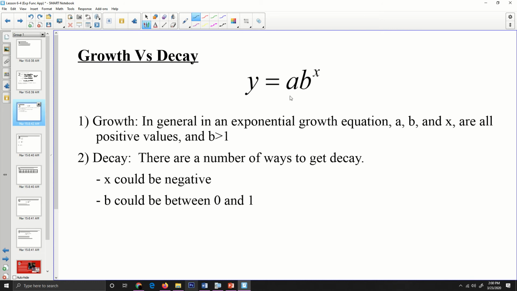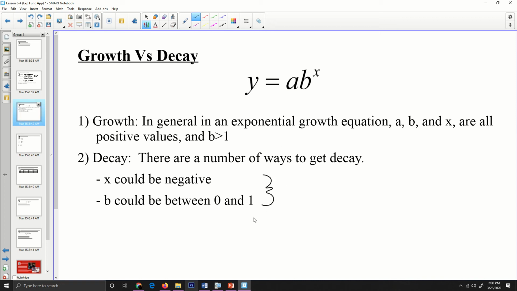If this is our general formula and a is the initial amount, then in general, for an exponential growth equation, a, b, and x are all positive values, and b is greater than 1. So if all of that is true, then you can say that we'll have a growth formula. Decay, though, there's a lot of ways to look at it and get decay. x could be negative. If x were negative, we could possibly have exponential decay. And if b were between 0 and 1, we could also have exponential decay.